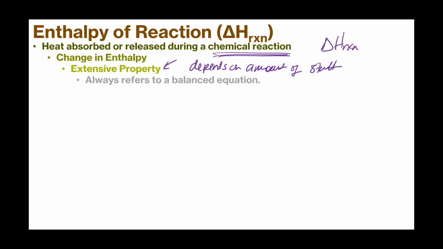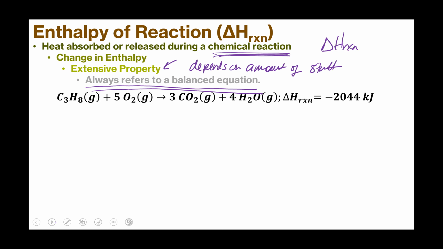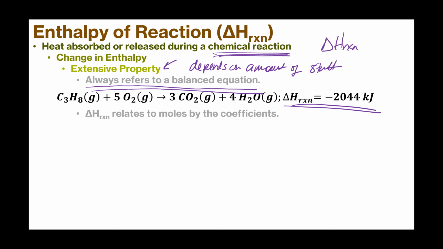Okay. And also importantly, this always refers to a balanced chemical equation. Whenever we're talking about delta H of reaction, it's related to a balanced chemical equation, which means we can tag in the delta H for a particular reaction. What we're making is called a thermochemical equation, okay? In the thermochemical equation, delta H acts like a coefficient and relates to moles by the coefficients, okay?